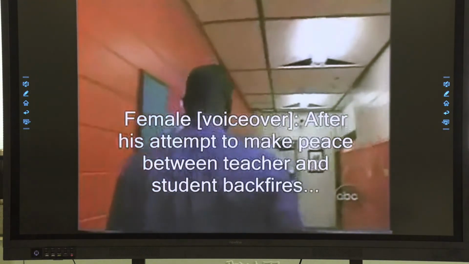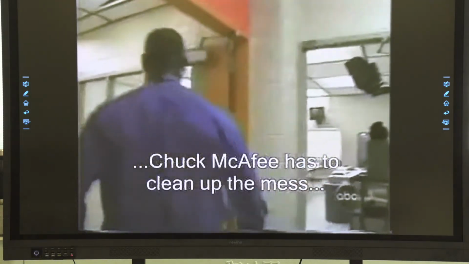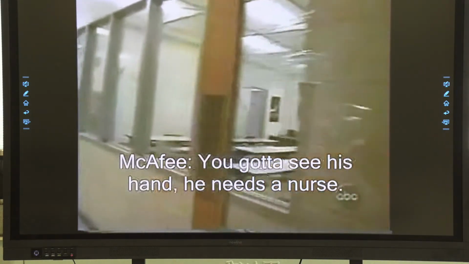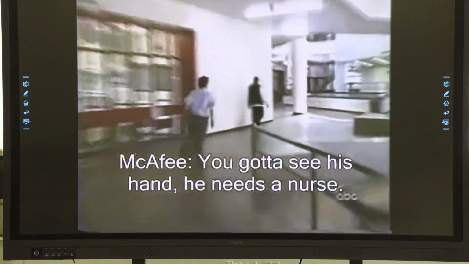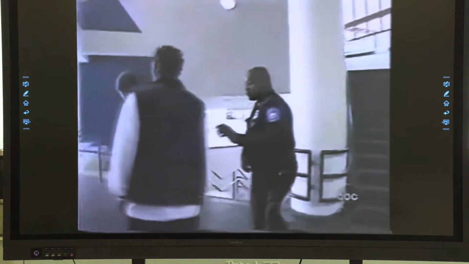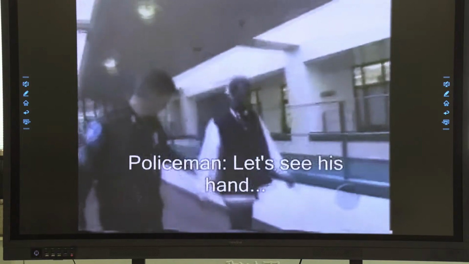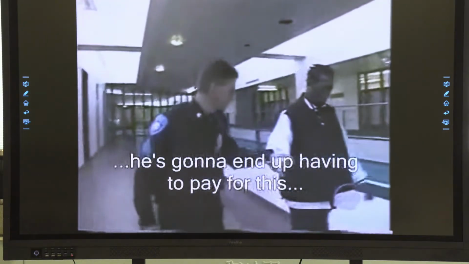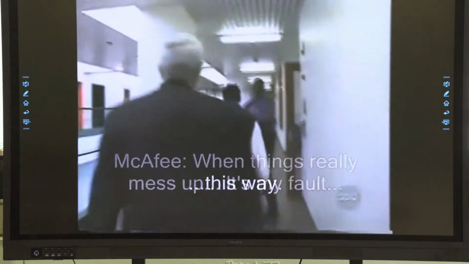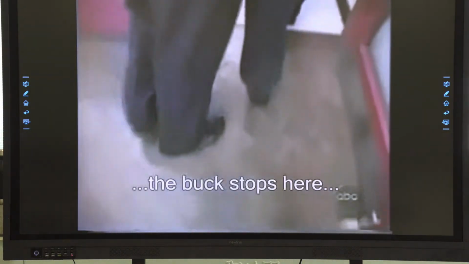After his attempt to make peace between teacher and student backfires, Chuck McAfee has to clean up the mess. You gotta see his hand. He needs a nurse. See his hand. He's gonna have to end up having to pay for this. This way. When things really mess up, it's my fault. Put your hand up. The buck stops here.